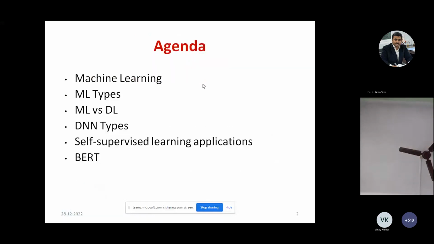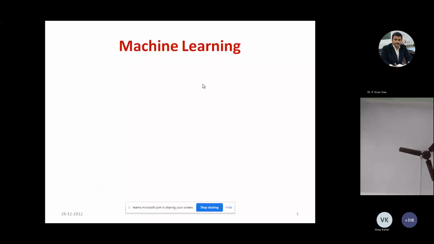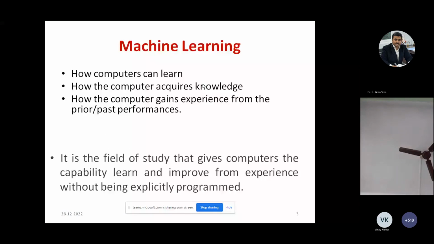This is the agenda. As an intro to machine learning, we have certain questions to be asked. How can computers learn? How does the computer acquire knowledge? How does the computer gain experience from prior or past performance? The answer to all these questions is machine learning.